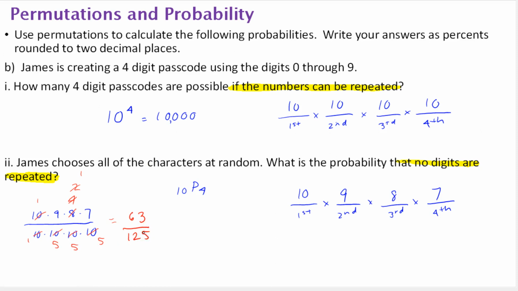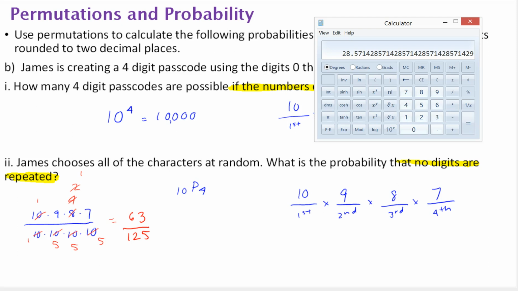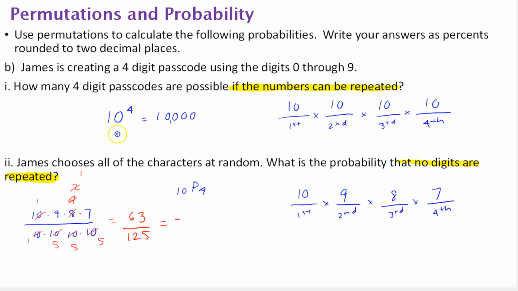Okay. Again, I just wanted to show you how to do this by hand, and you'll usually have a lot of canceling that will happen, but you can do that on your calculator if you want. And now to write it as a percent, 63 divided by 125 times 100, 50.4. So 50.4%. So about half of the passcodes won't have any repeated digits.